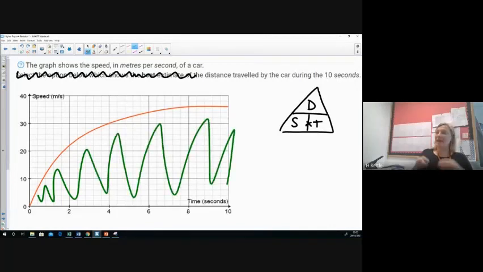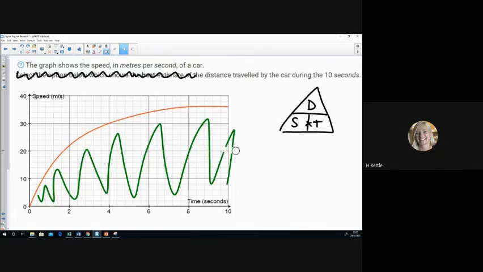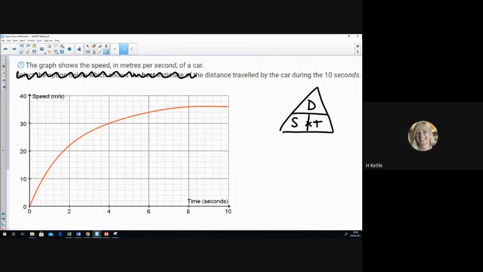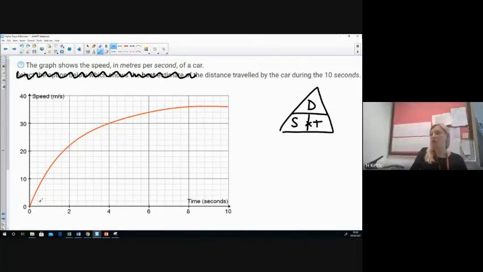Now, we currently don't know how to work out the area under a curve, okay? But what we can do is estimate. Oh, let me just undo that. So we're going to estimate by splitting this up into sections. So I'm going to make a triangle here. And I feel like 5 sections is a good thing to do. I've got 2, 4, 6, 8, 10s. It makes sense just to split it up like this.